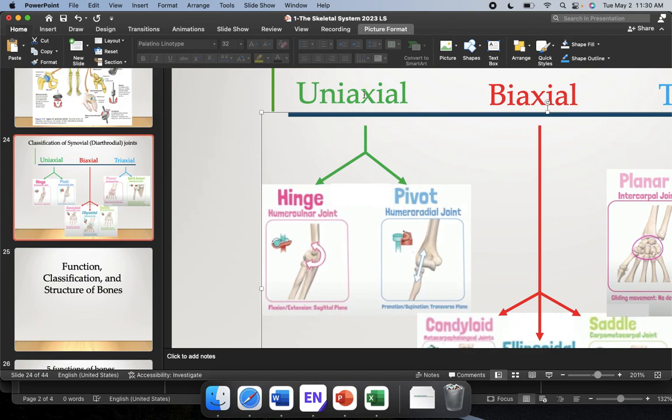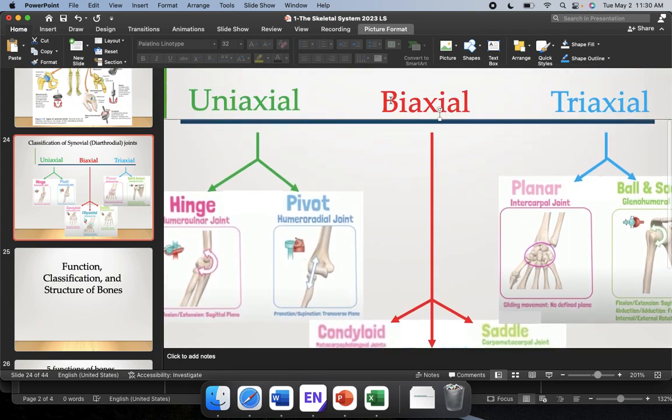The other type of uniaxial synovial joint is a pivot joint. An example of a pivot joint is our humeroradial joint, humerus to radius, where we have a joint that can move in one plane along a longitudinal axis of another bone. As you pronate and supinate your arm, you will see a pivot joint here where your humerus meets your radius, where the radius can rotate along the length of your humerus. So this movement occurs in the transverse plane.